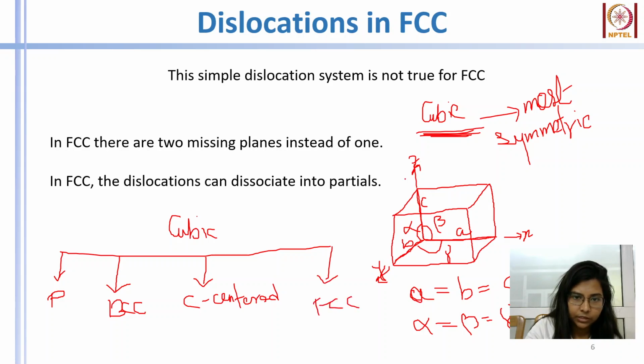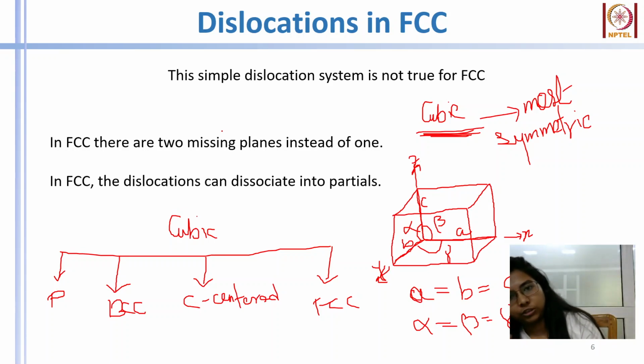In primitive, only the corners of the cubic unit cell have atoms. BCC means in addition to the corners, at the center of the cube there is an atom. C centered means any pair of parallel faces have atoms. And FCC means all the faces have one atom in the middle. So you can understand, among the cubic, FCC will be the densest. This is the face centered cubic. So we will learn about dislocations in the FCC.